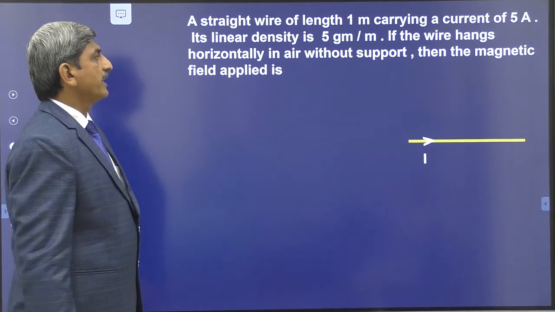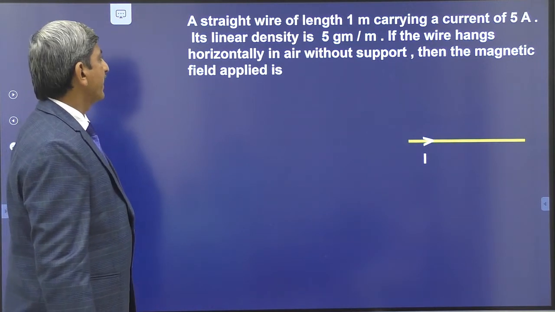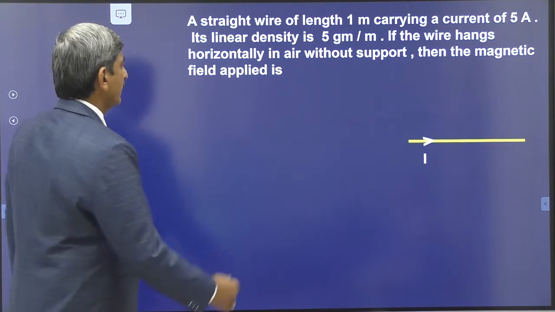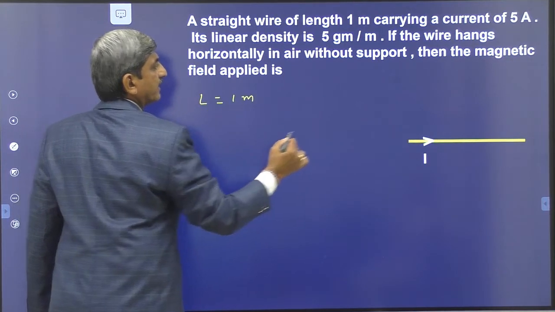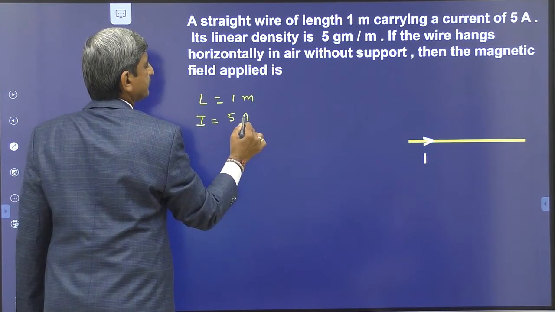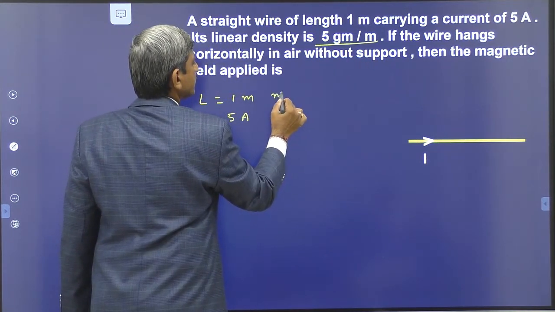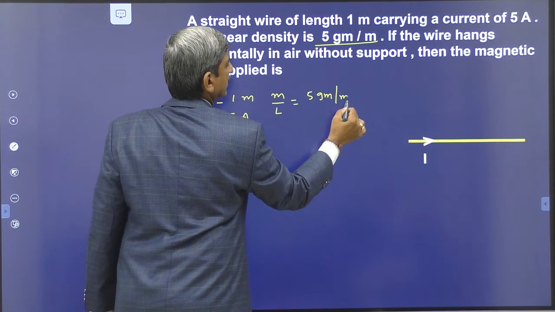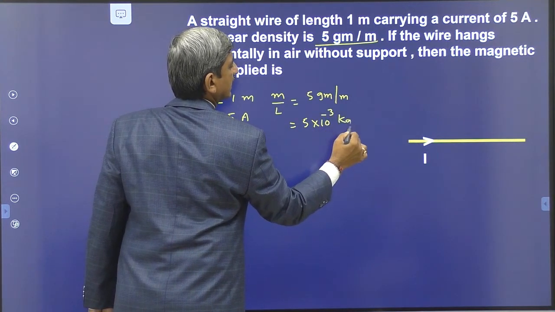A straight wire of length 1 meter carrying a current of 5 amperes. Its linear density is 5 gram per meter. If the wire hangs horizontally in air without support, then the magnetic field applied is dash. Here, the length of the wire is given, L is equal to 1 meter. It is carrying a current of 5 amperes, so I is equal to 5 amperes. And the linear density of the wire is given. Linear density means mass per unit length. This is equal to 5 gram per meter, which is equal to 5 into 10 to the power of minus 3 kg per meter.